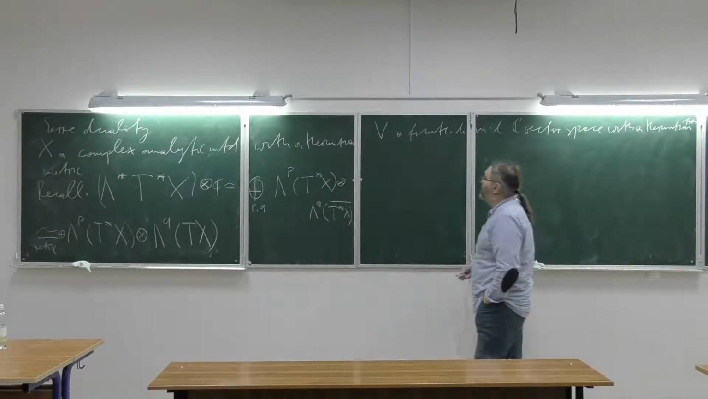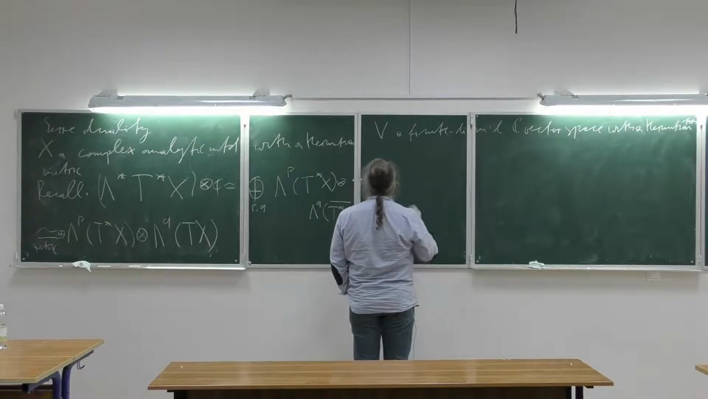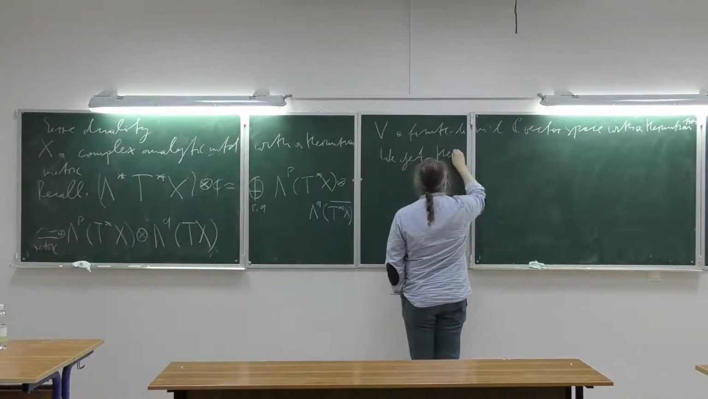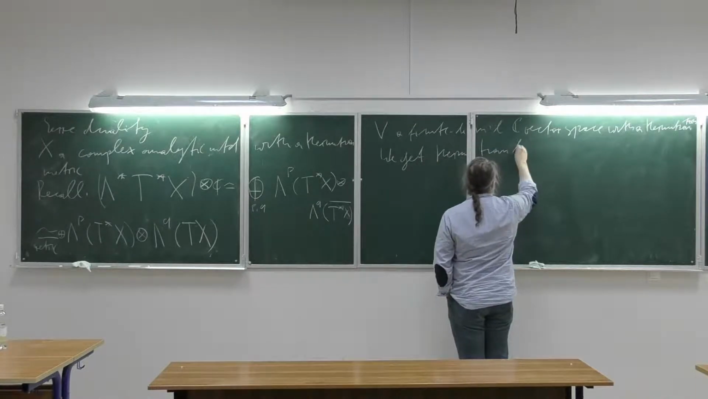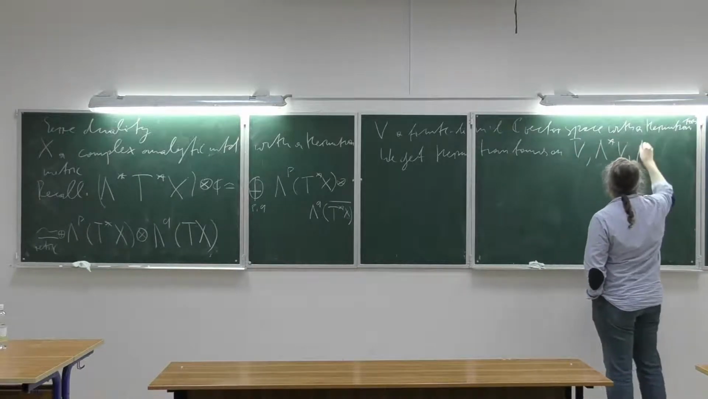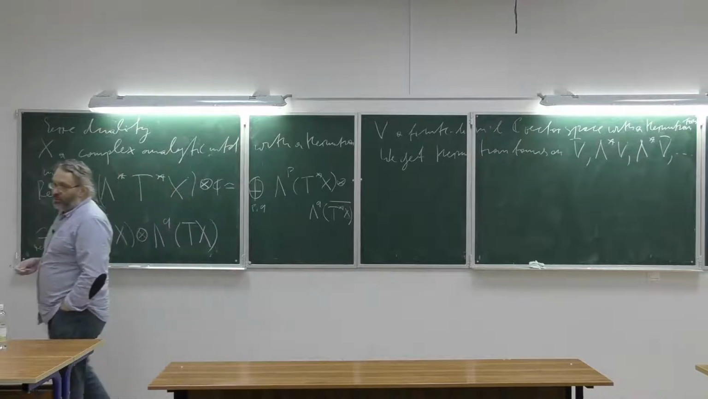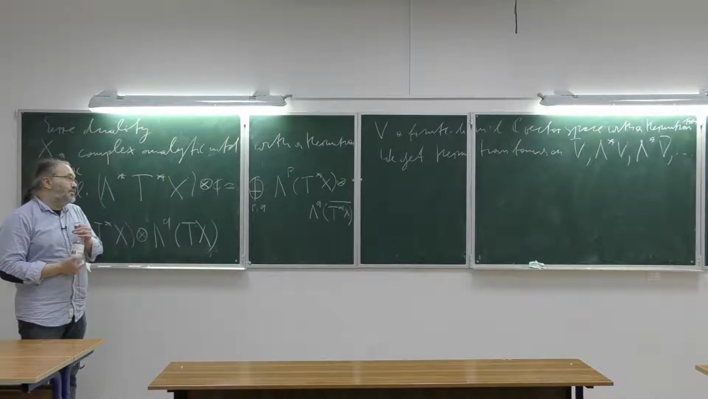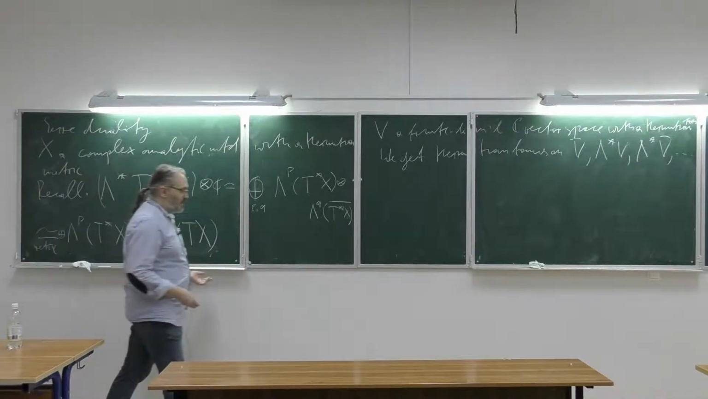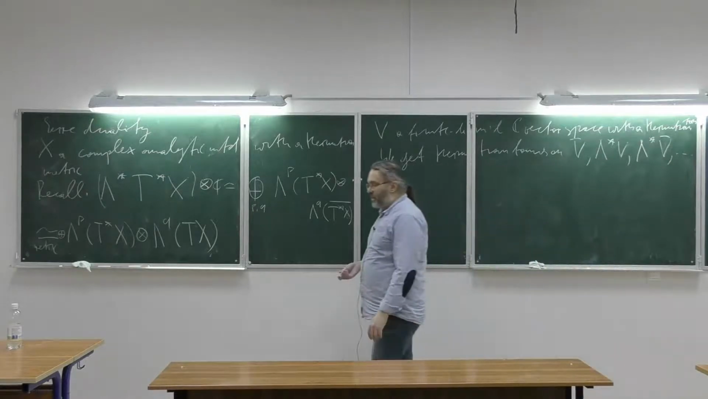Okay, now if we have a Hermitian form on V, we get natural Hermitian forms on the space V bar, which is the same space with the opposite complex structure, and on the exterior algebra, and so on.